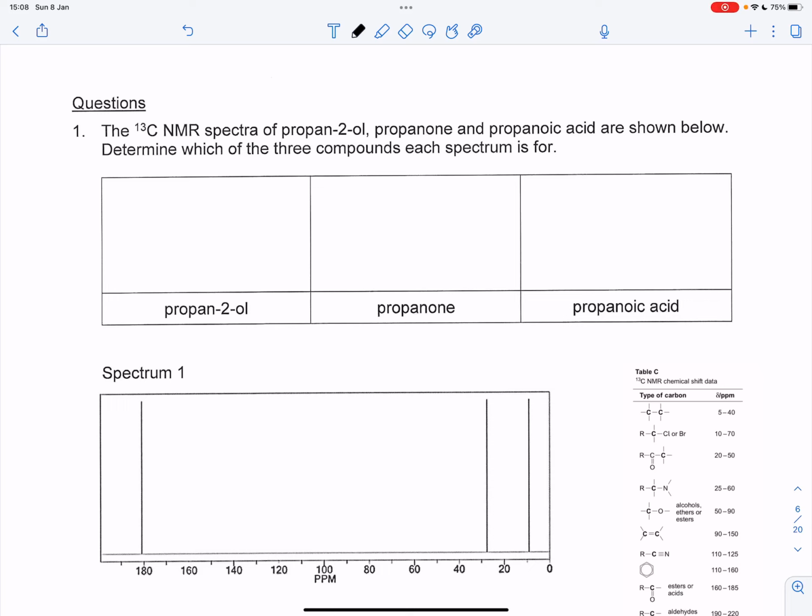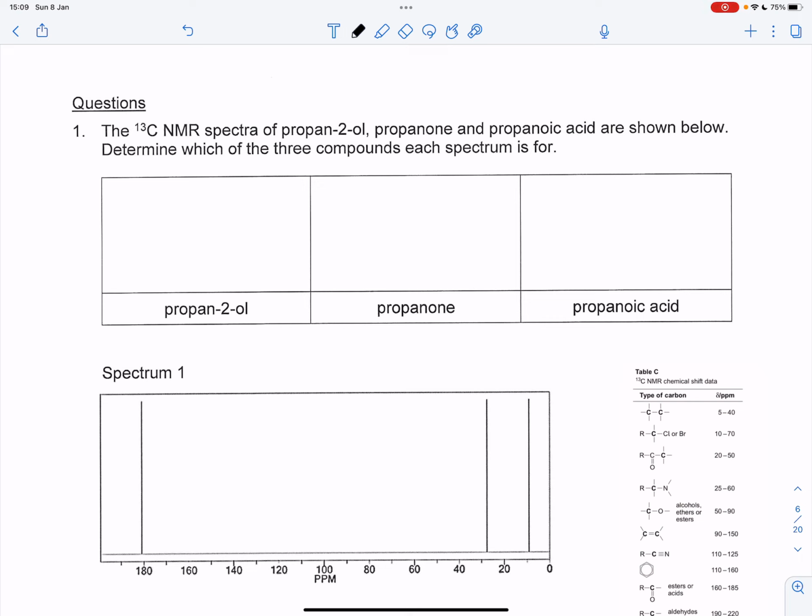So what we're going to do here is look at some carbon-13 NMR spectra and see if we can interpret them and determine something about our compounds. So the question says, which carbon-13 NMR spectrum is for each of the following compounds? We've got propan-2-ol, propanone and propanoic acid.